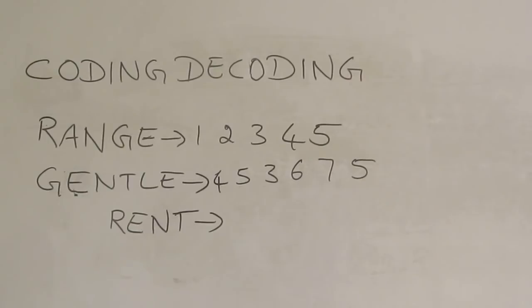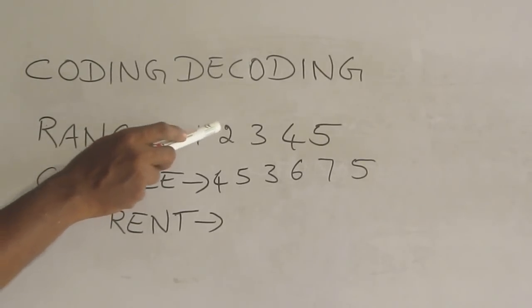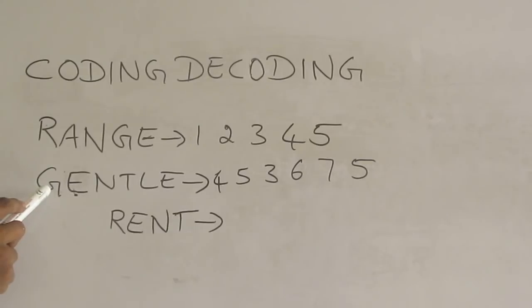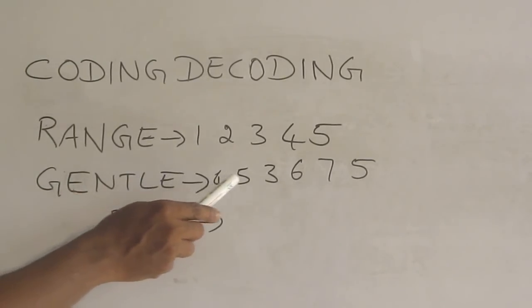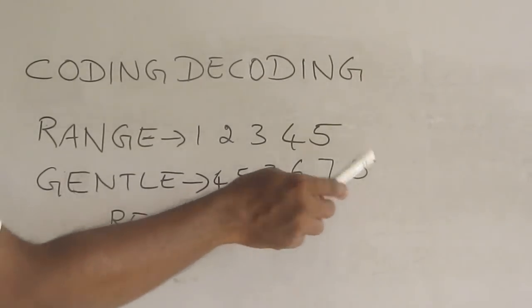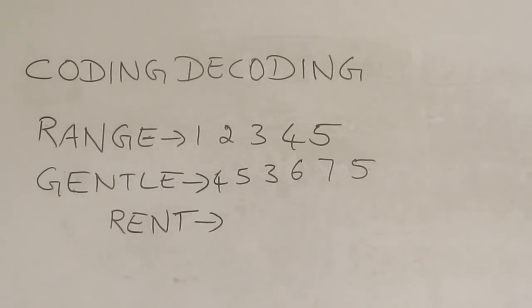Today you are going to watch Coding Decoding Part 1. Range, R-A-N-G-E, is coded as 1, 2, 3, 4, 5. Gentle, G-E-N-T-L-E, is coded as 4, 5, 3, 6, 7, 5. The question is, what is the code for Rent?